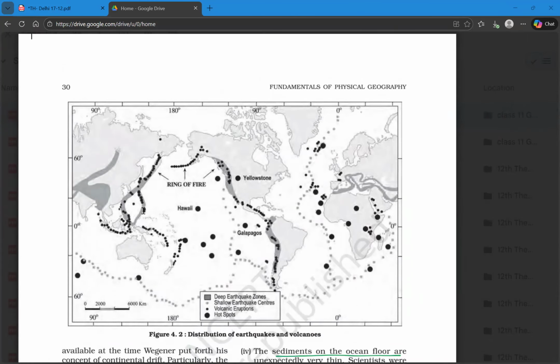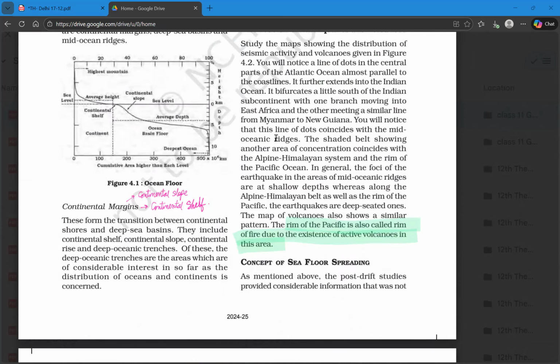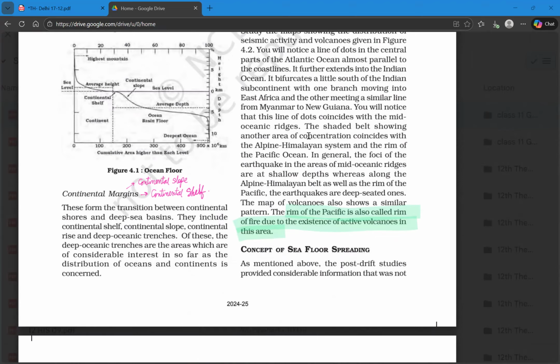Here, this one. You will notice that this line of dots coincides with the mid-oceanic ridges. The shaded belt showing another area of concentration coincides with the Alpine Himalayan system and the rim of the Pacific Ocean.